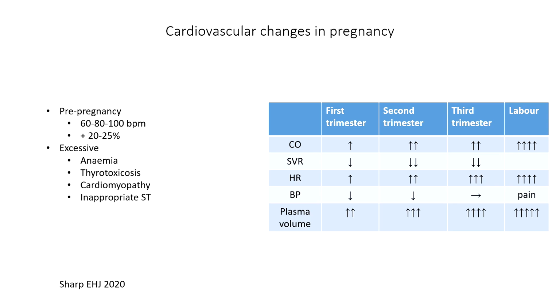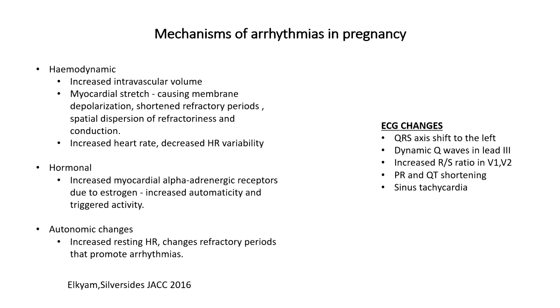And once you talk about tachycardia in pregnancy, somebody having excessive tachycardia, you should always consider anemia, thyrotoxicosis, maybe cardiomyopathy, or in some cases, inappropriate sinus tachycardia may be responsible for excessive tachycardia in pregnancy. But keep in mind that around a 20 to 25% increase in heart rate is associated with pregnancy.